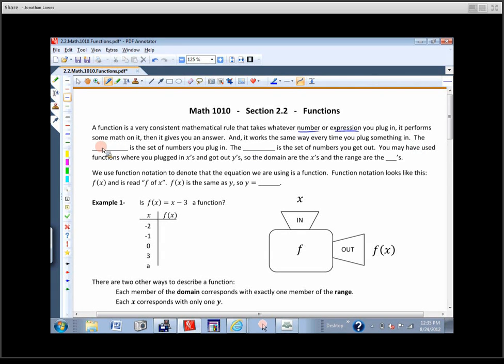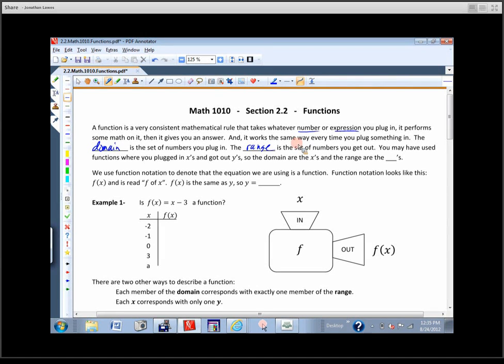There's a blank here. The blank is the set of numbers you plug in. Anybody know what name we give those things? The other one starts with a D. Very good. So we call the domain, that's the set of things that you can plug into a function. So if we've got this mathematical rule, anything that's okay to plug in, we call the domain, and anything that comes out, we call the range. So domain and range.